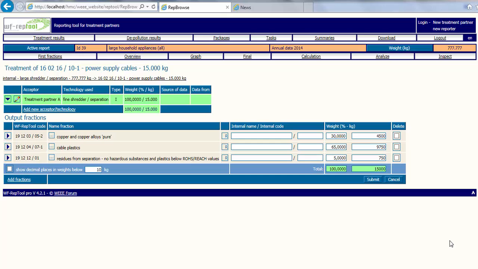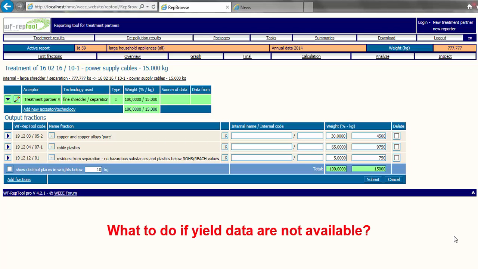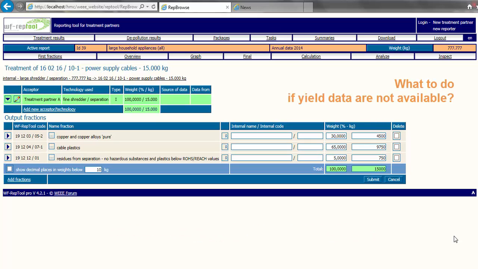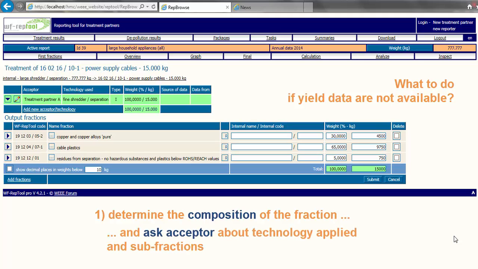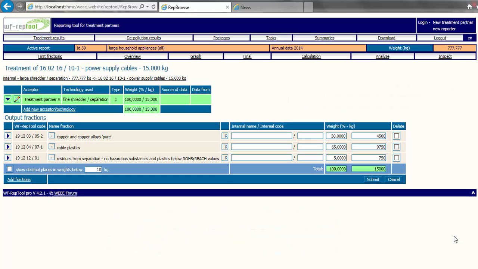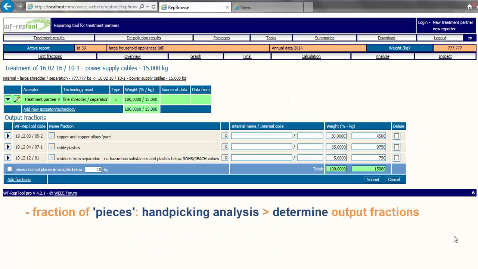If the output fraction is treated with other materials in daily routine and a batch may not be organized, e.g. on the basis of the low amount of the output fraction, we have to ask ourselves what to do if yield data are not available. As a first option, we recommend to determine the composition of the fraction and ask the acceptor about the technology applied and into which subfractions the output fraction would be separated. In case of a fraction of pieces of material, a handpicking analysis is recommended to determine the possible output fractions.